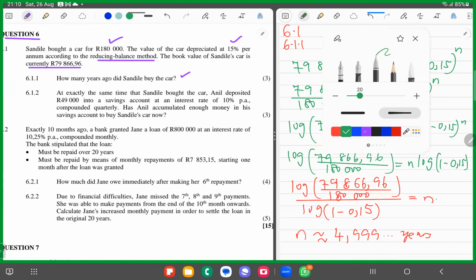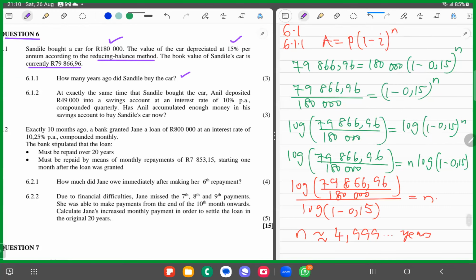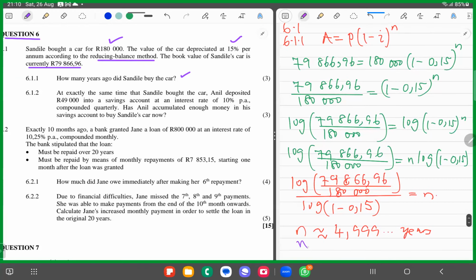So what is the answer to this? Well, the answer to this is that n itself is approximately 5 years. So it took approximately 5 years for the book value to become that. How many years ago did Sandile buy the car? So Sandile bought the car approximately 5 years ago, 4.999 years ago.